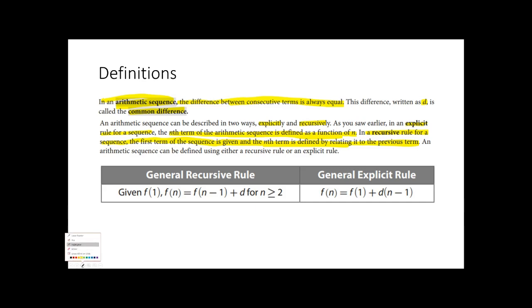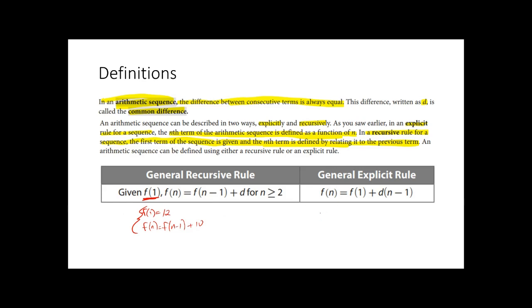So if you look right here, the general recursive rule is where do we start, right? For example, we have f of 1, and our first term was $12. And then we had our function of whatever our previous term was, plus our difference, which was $10. So that would be the recursive rule for the last example that we saw.